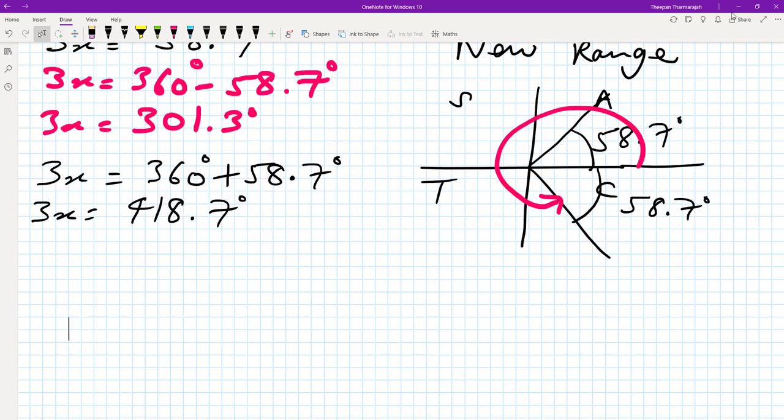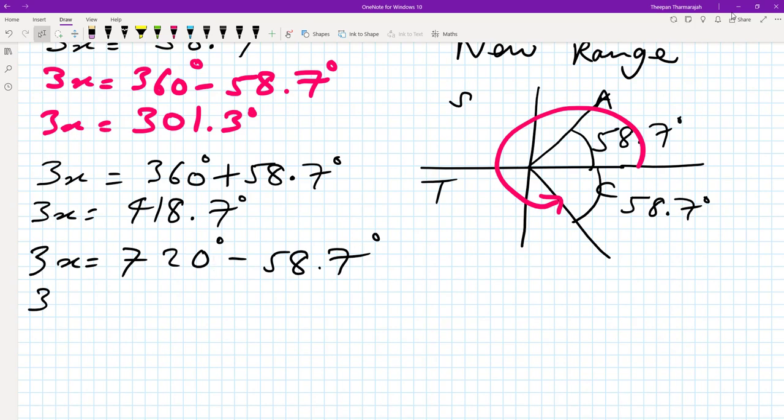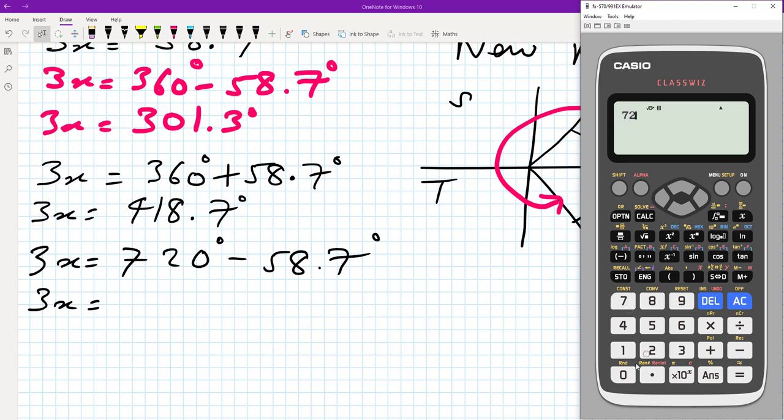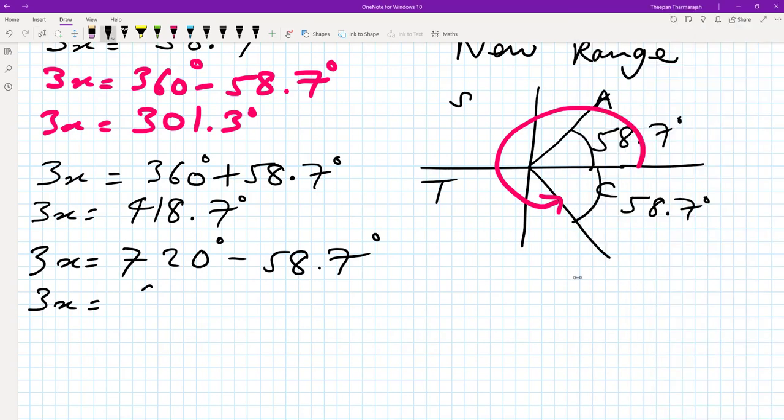So our next solution is going to be 720 minus 58.7 degrees. We can work that out on our calculator. So 720 minus 58.7, which gives me 661.3 degrees.